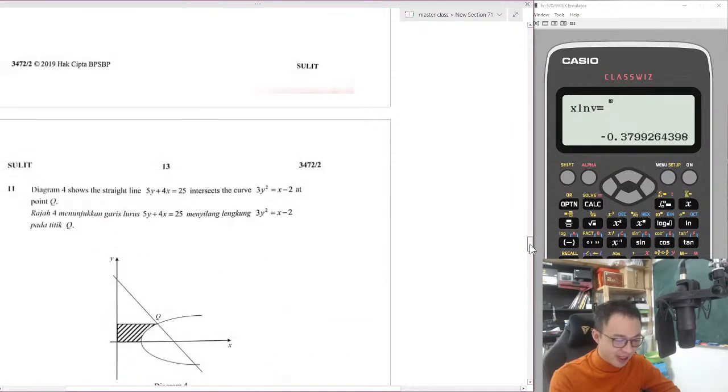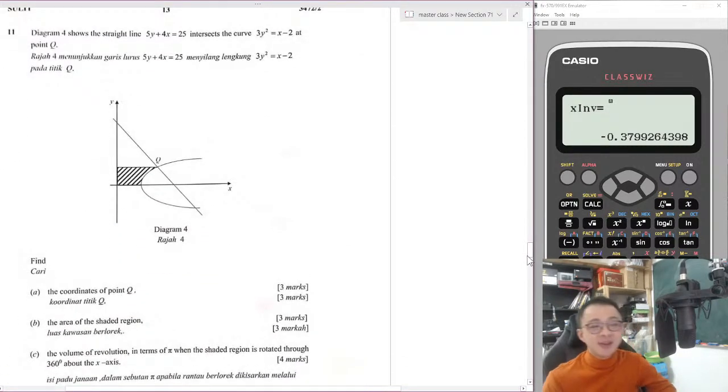Okay, we are done with 10. Go to 11, integration. Integration actually seldom goes to the y-axis, so it's good to see a question like this so that students can think more. First thing is to find the coordinates, the intercept between the straight line and the curve.